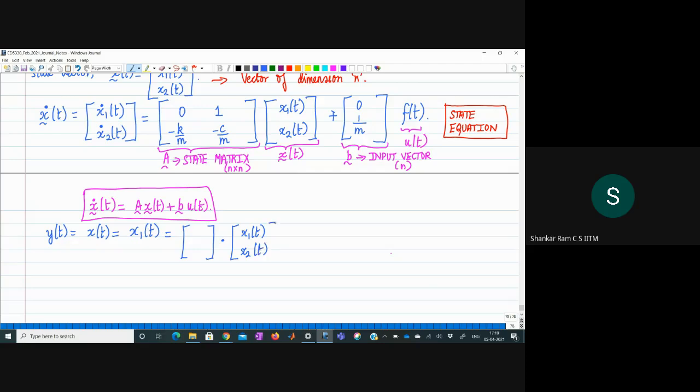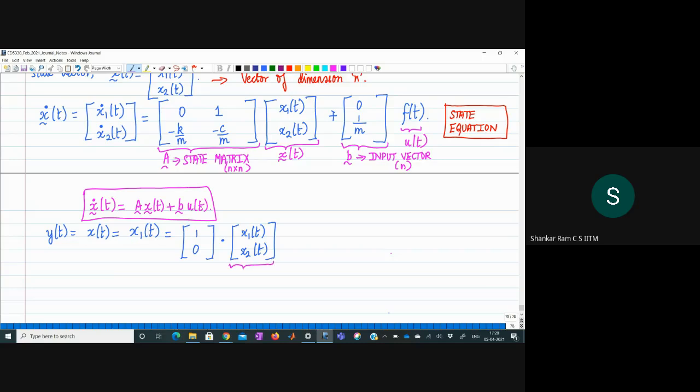So now, if I want to get x1 from the state vector x1 and x2, we can immediately observe that if I take the dot product with 1 and 0, I am going to get x1. I hope this is clear to all of us. If I take the dot product of the column vector 1 and 0 with the column vector x1, x2, I am going to get x1 as the answer.